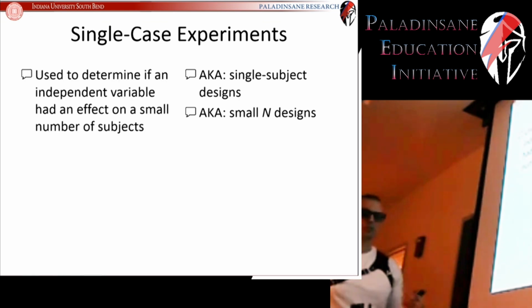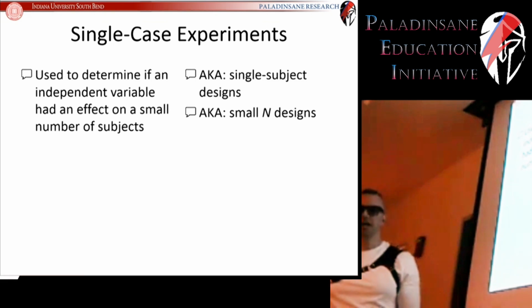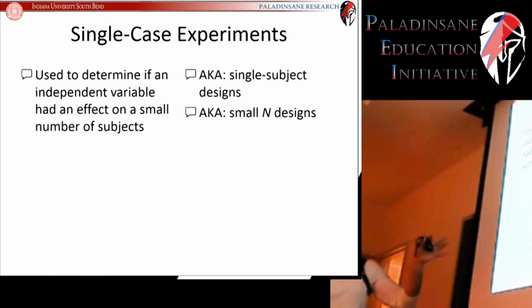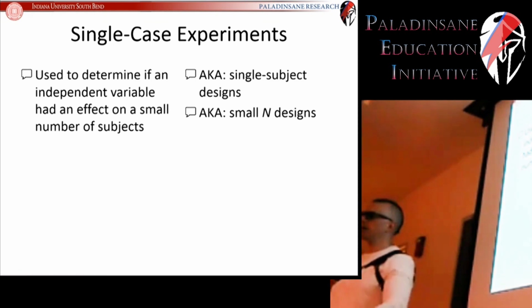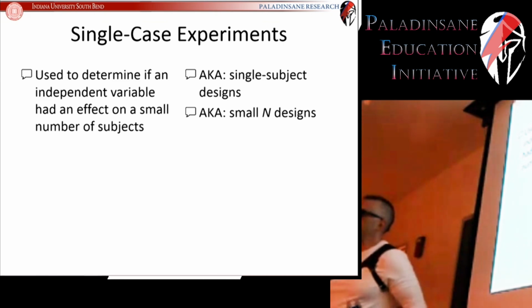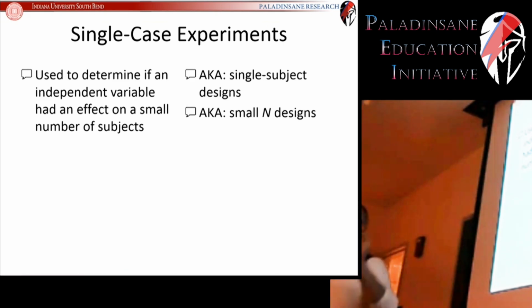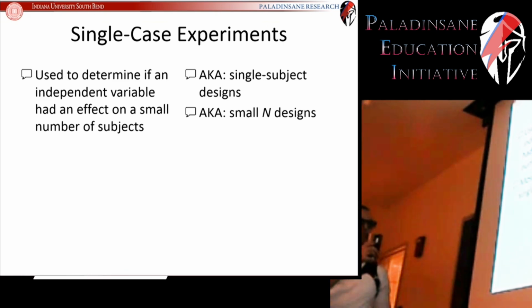So these are special types of experiments, special experimental designs that are required to determine if your independent variable has an effect, if your independent variable is actually doing something when you're dealing with this very small number of subjects.